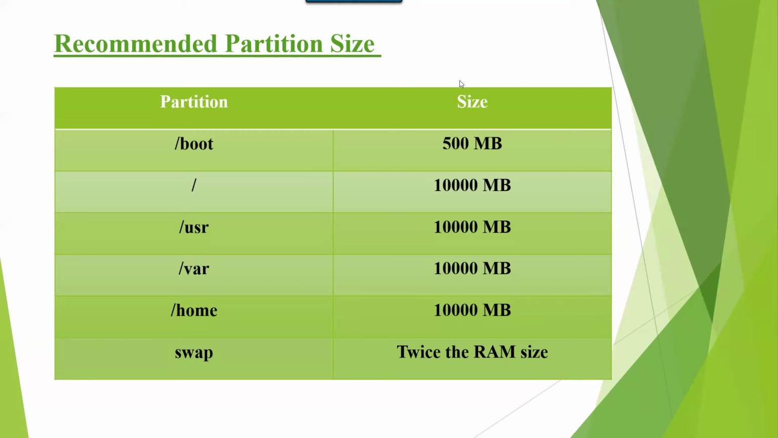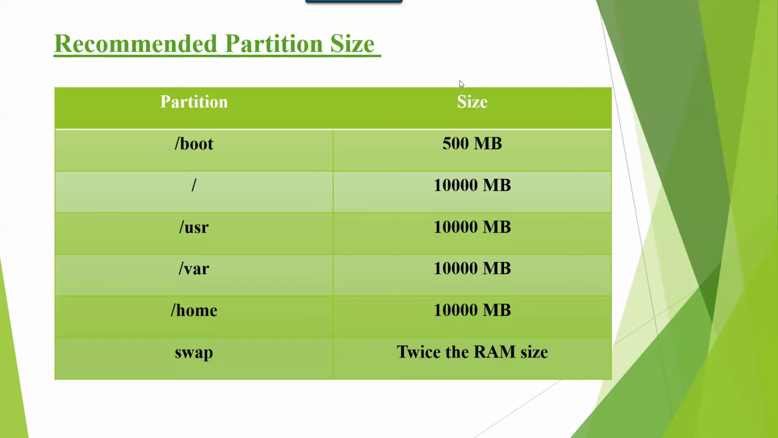Slash var contains variable files, system log files, right? So in order to store all the users' log files and users' information, they create slash var while installing the operating system, and they give more space to the var directory so that all the users' logs and users' information can be stored. Okay, so these are the recommended partitions in Linux. While installing the operating system, I will show how to create them. I'll explain again at that time.